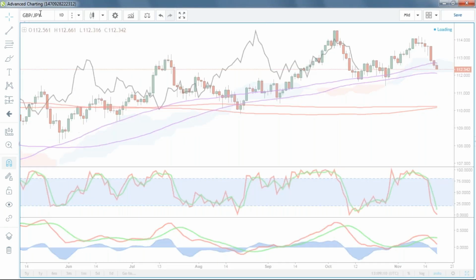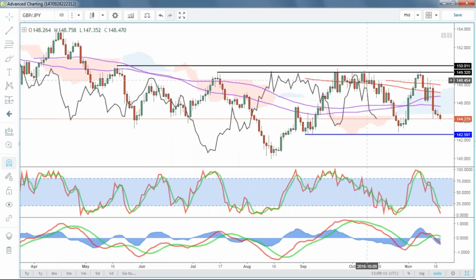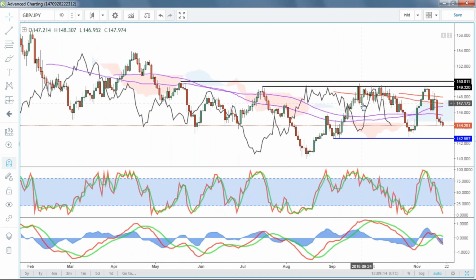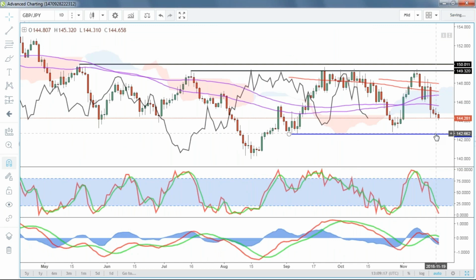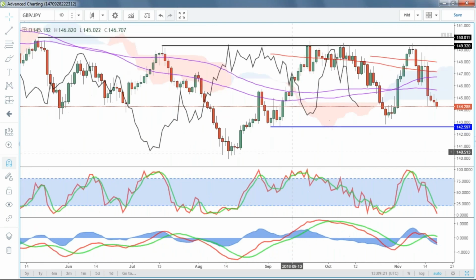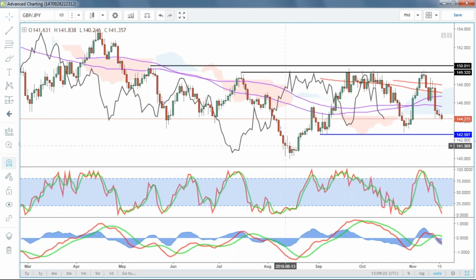This is where it gets messy though. Sterling yen, range bound, choppy, bit wild. Range lows, you're looking at around the kind of 142.50s, although we have had a break before when we had that significant risk averse period earlier on in the summer. The highs around these kind of 150s.